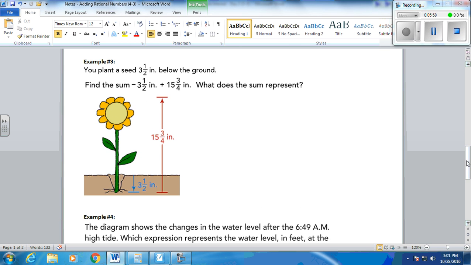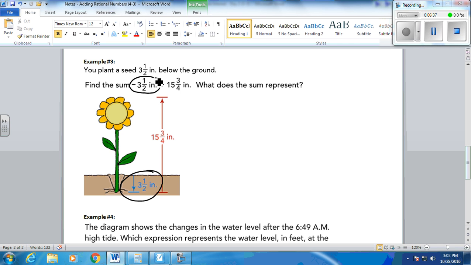Number 3 says that you plant a seed 3.5 inches below the ground. Find the sum of negative 3 1/2 inches plus 15 3/4 inches, and then what does the sum represent? So if you plant the flower 3.5 inches below the ground, notice that right here there is no negative sign, but when they have you find the sum, they now have the negative sign right next to the addition sign. So there's a negative 3 1/2. They are taking the below and showing the direction by putting a negative in front of the 3 1/2.